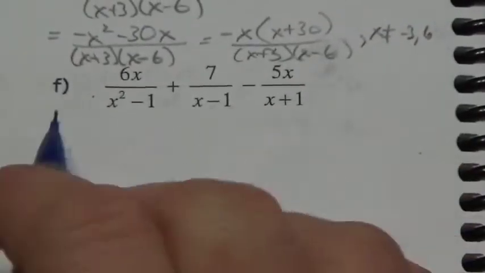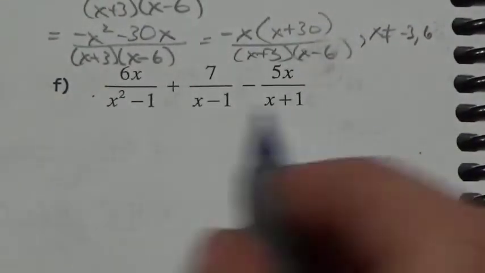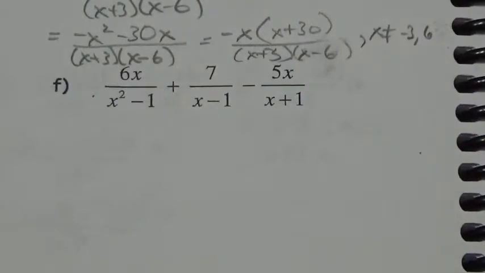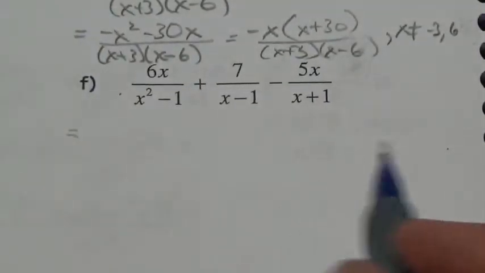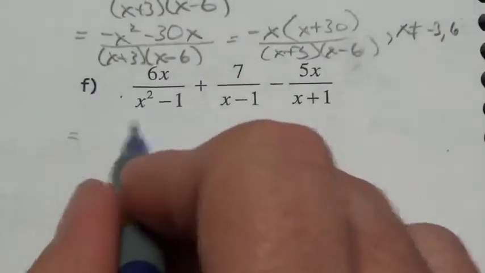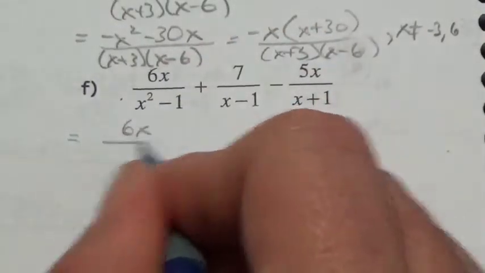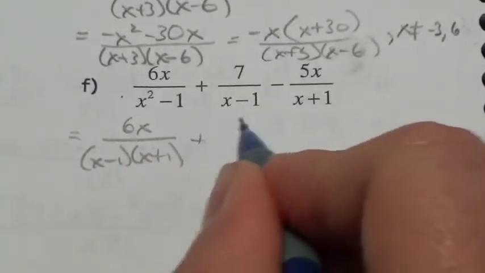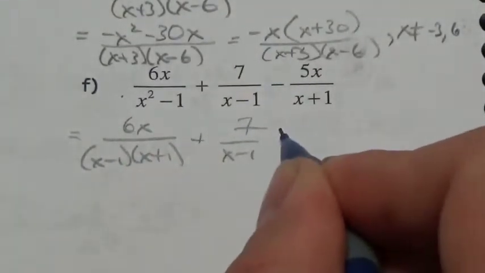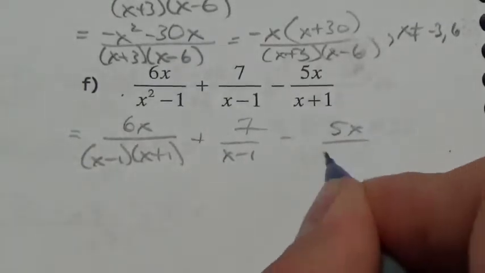Another one. Now, this question is only more difficult because it's got another term to it. First thing we're going to do is factor. And actually, the only bit of factoring you can do is right here. That's a difference of squares. So 6x over, this will be x minus 1, x plus 1, plus 7 over x minus 1, minus 5x over x plus 1.